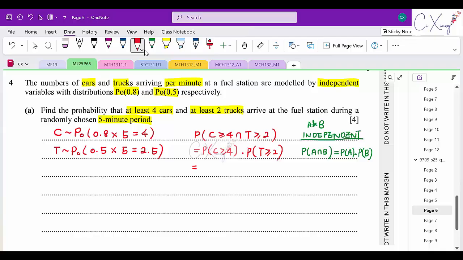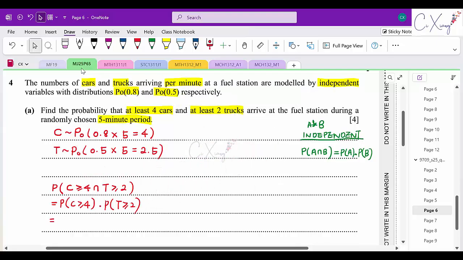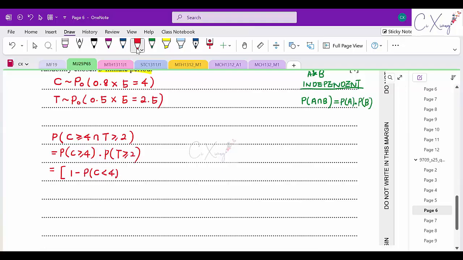How to calculate the probability for C greater or equal to 4? Okay, so for Poisson distribution, you need to start from 4, right? Then 4, 5, 6, 7, 8, 9, 10 until infinity, which is quite impossible. So we are using 1 minus. So I want to use 1 minus the probability of number of cars less than 4. For the T also the same, I want to use 1 minus the probability of number of trucks less than 2. Okay, because the number of cars and trucks can go up to infinity, which is impossible for us to get the value. So you have to use 1 minus, right?